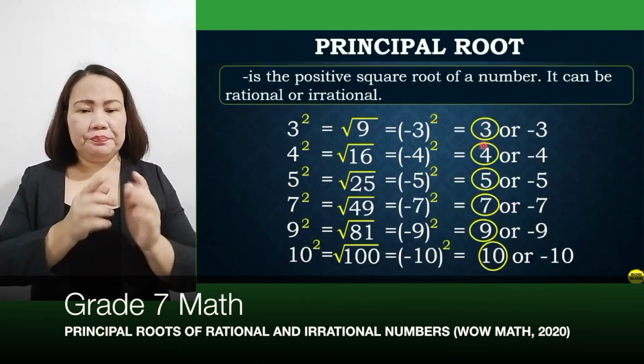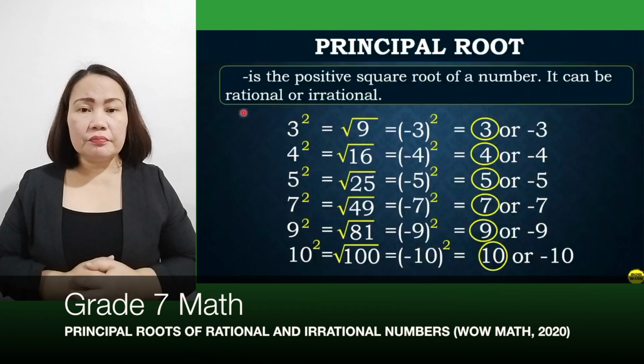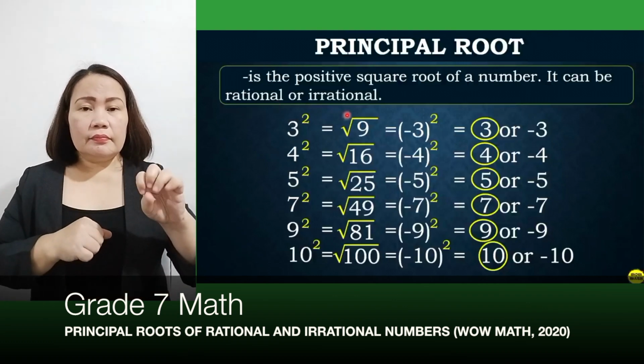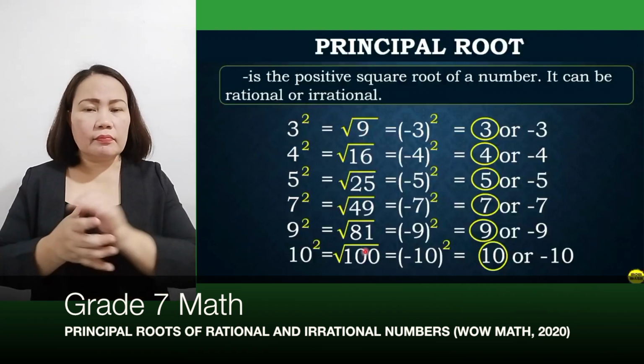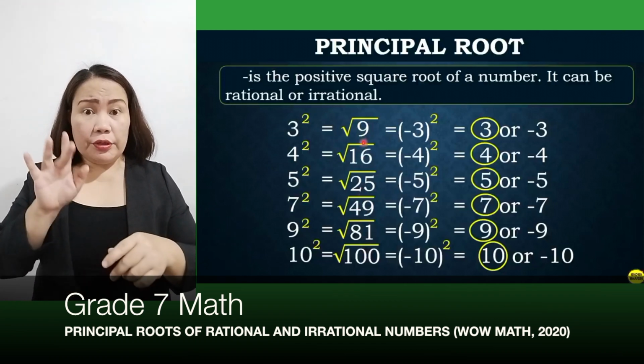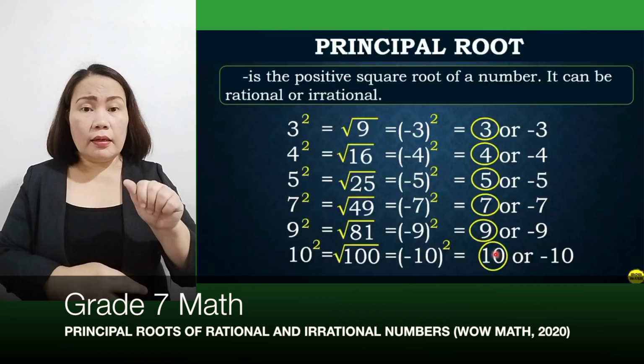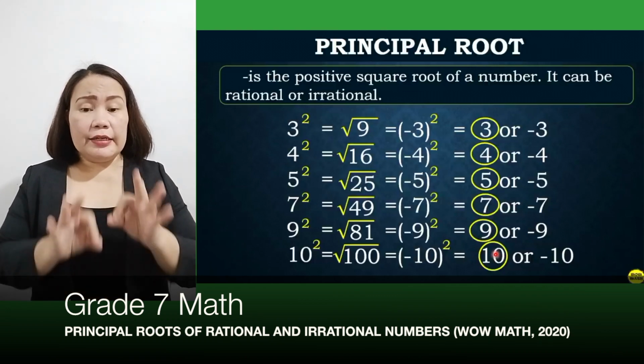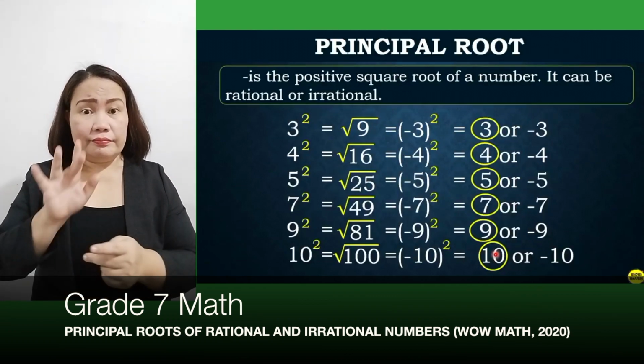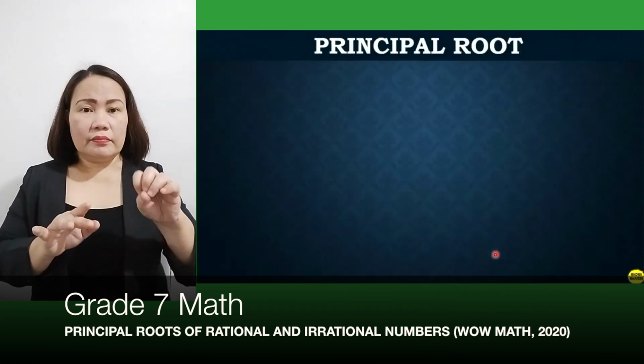Okay? And these numbers can be rational or irrational. That's why yung mga square root o principal root ng ating perfect square numbers are rational numbers. So kapag ang binigay sa inyo ay perfect square, ang square root po nun ay rational numbers. Okay, let's have an example.